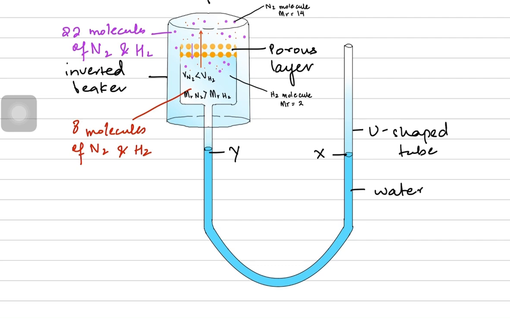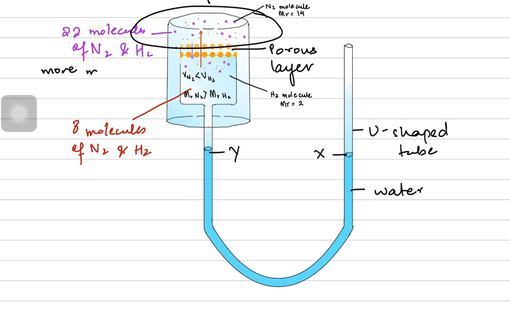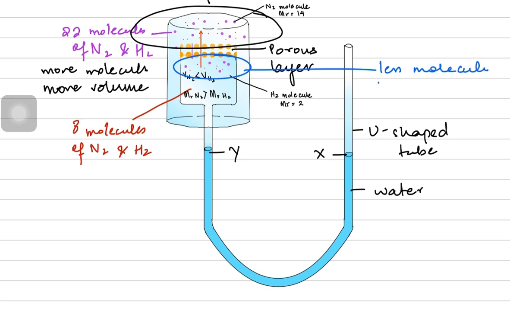So you can see initially there was equal distribution of two different compounds, but now the beaker contains more molecules because very few nitrogen left, but a lot of hydrogen came inside. And the porous spot has fewer molecules. Why does it have fewer molecules? Because very few nitrogen came inside, but almost all the hydrogen left because they were very quick.